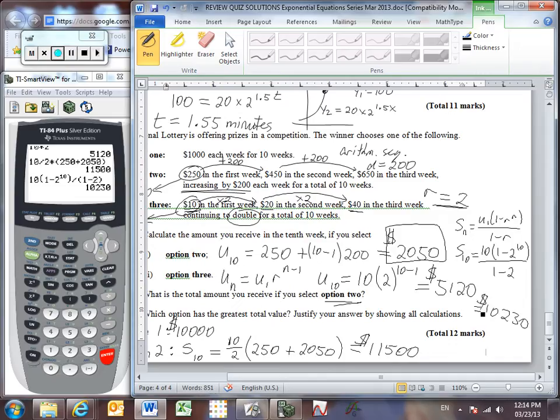So obviously, which of the 3 options has got the greatest total value? It's option 2. And we had to justify our answer by showing all calculations. But let's actually answer the question now. Option 2. And you can see all of our calculations. Well, I didn't really show my calculations for option 1, did I? So let me just rewrite that to make sure I get full credit. My $10,000 was multiplied by 10 to give me 10,000. And neither the 10,000 nor the option 3 total amount of 10,230 was as much as my best option to choose as the lottery winner, option 2.